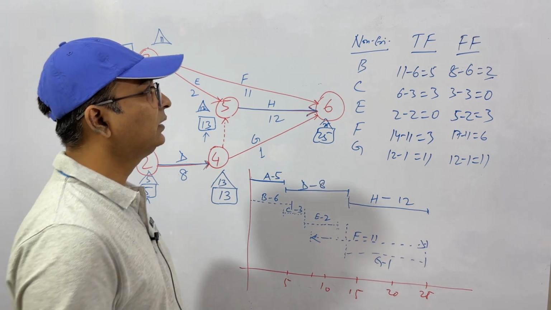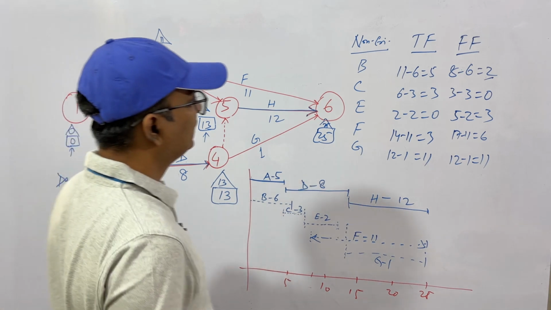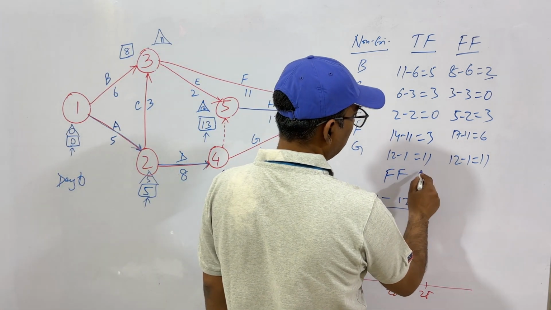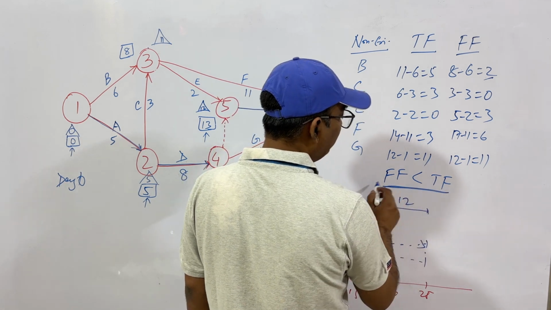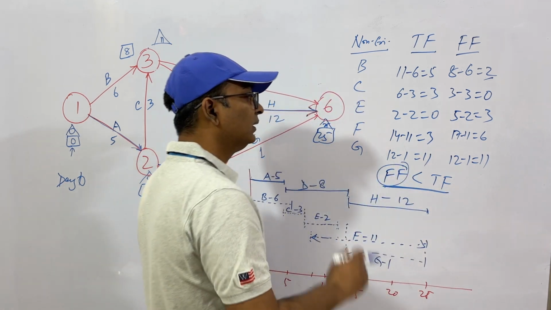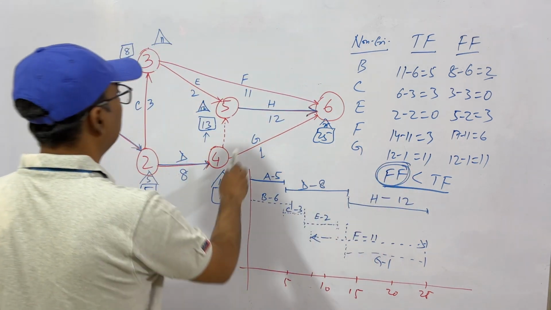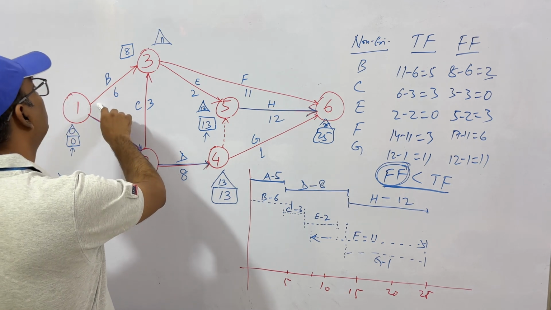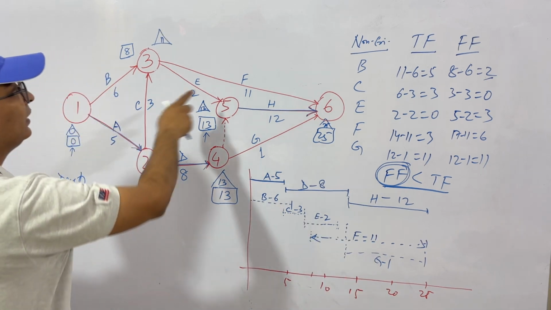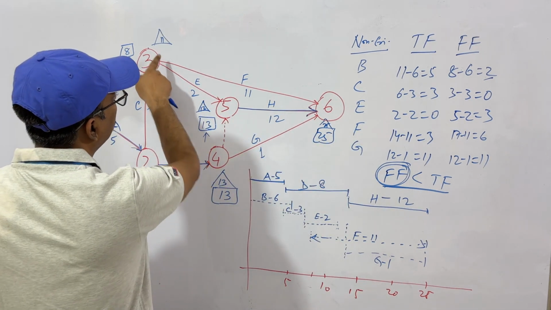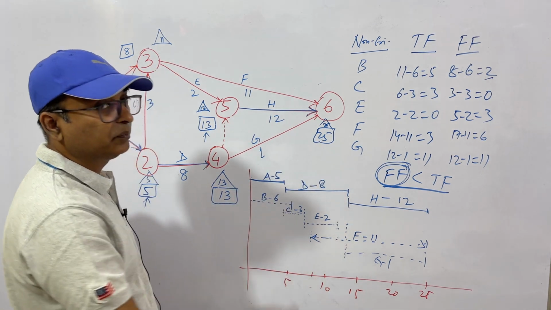So this way we calculate the free floats and total floats. What we have learned from this is that free float is less than total float. And free float means this is the time that we can delay. A non-critical activity can be delayed by free float. Free float for B is 2, so you can delay this by 2 days so that your overall project doesn't get delayed. F, it is 6. So you can delay this project by 6 days. Still you will complete it by day 25. This is the meaning of free float.